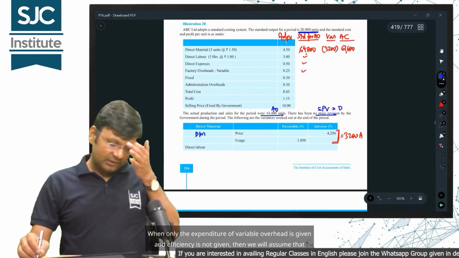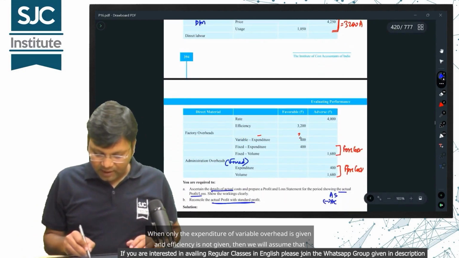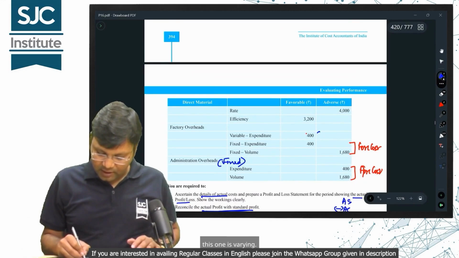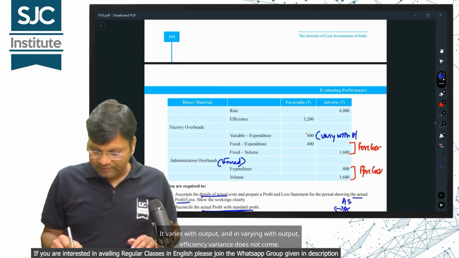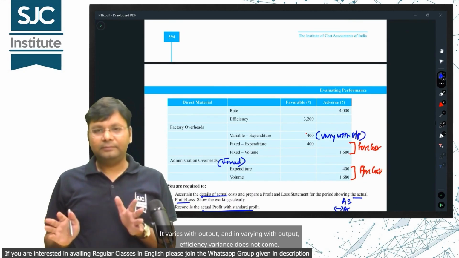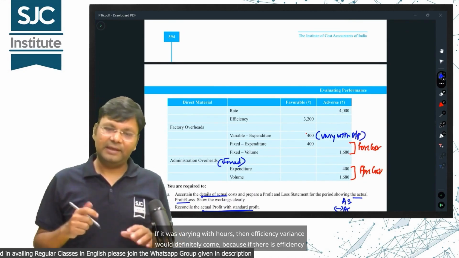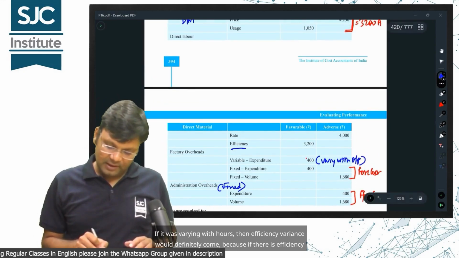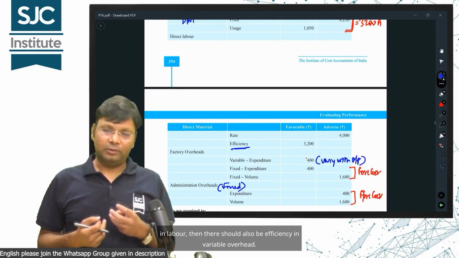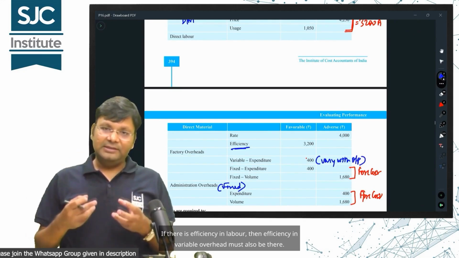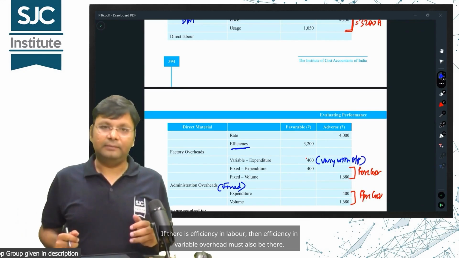When only the expenditure of variable overhead is given and efficiency is not given, then we will assume that this one is varying with output, and in varying with output, efficiency variance does not come. If it was varying with us, then efficiency variance would definitely come, because if there is efficiency in labor, then there must also be efficiency in variable overhead.